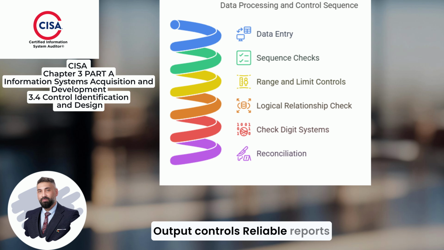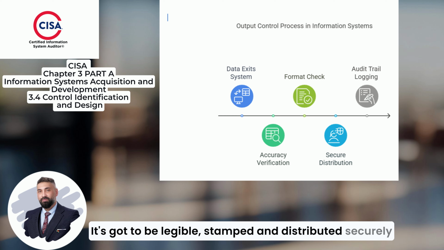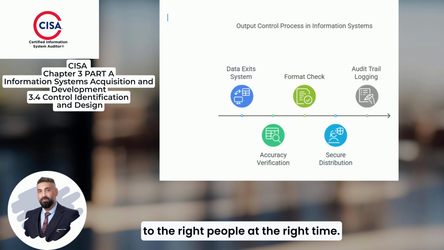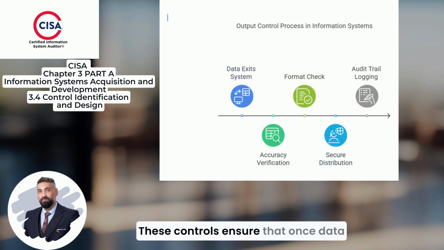Output controls: reliable reports fit for decision making. Imagine crafting a royal decree. It's got to be legible, stamped, and distributed securely to the right people at the right time. In IS, this is where output controls come into play. These controls ensure that once data exits the system, it's accurate, formatted, and lands in safe, authorized hands.